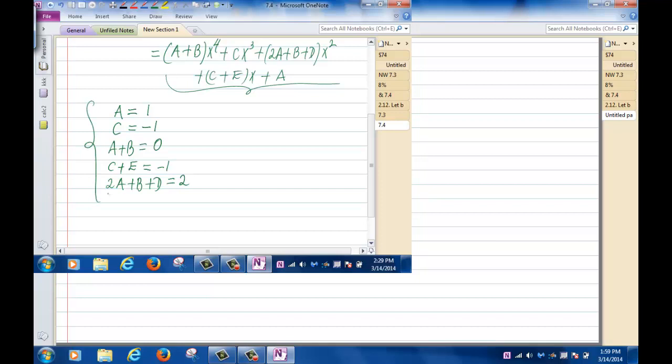Alright. Even though it looked pretty bad, in fact it's not really that bad, because you already know A, you already know C, and from the third one you can say B is -1. From this one you could say E is 0. From the last one, what is left? D, right? I have 2A, so that will cancel out this one. B is -1, so D would be 1.